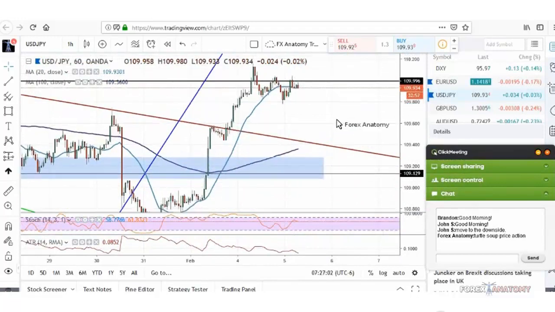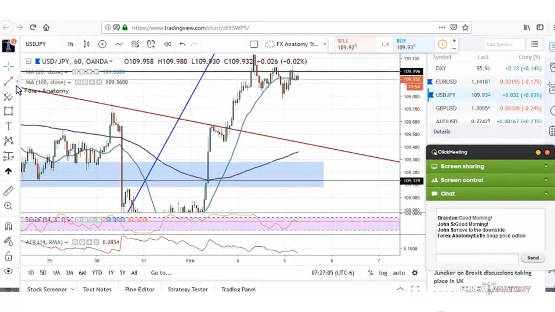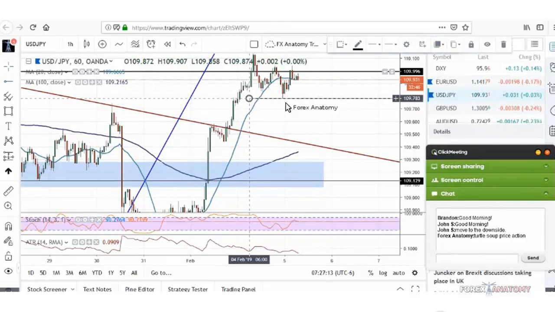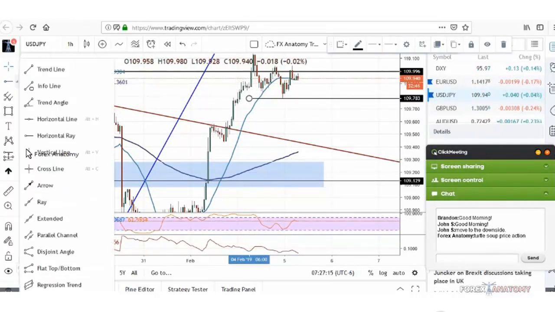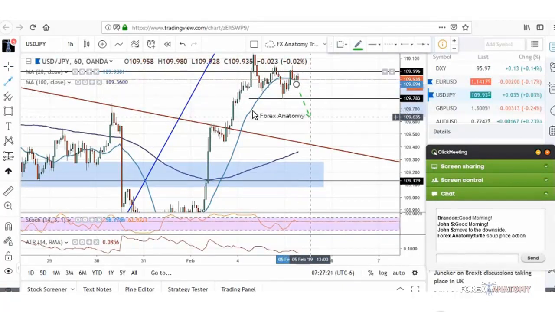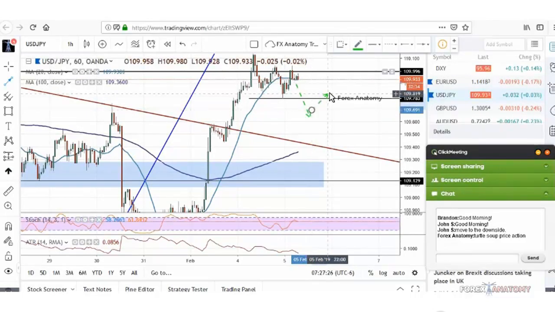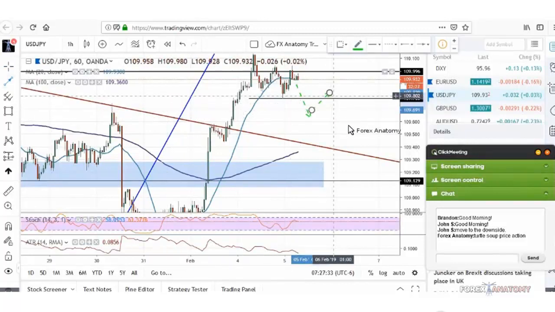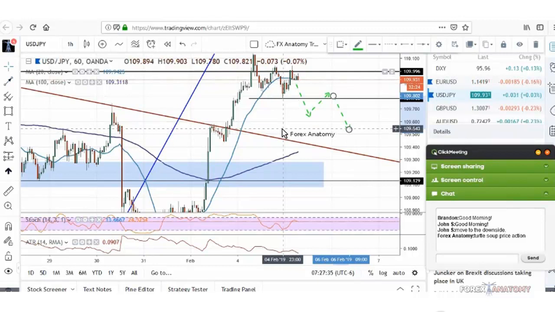And if we get a break and close below this low right here, let me just draw this in. If we get a break and close below this swing low at 109.78, let me just draw this for you. If we get a break below this low, then look for price to retrace and correct to retest this area of structure, 1 hour structure support, before looking for a selling opportunity. So that's what I'll be looking for on the US dollar Japanese yen.